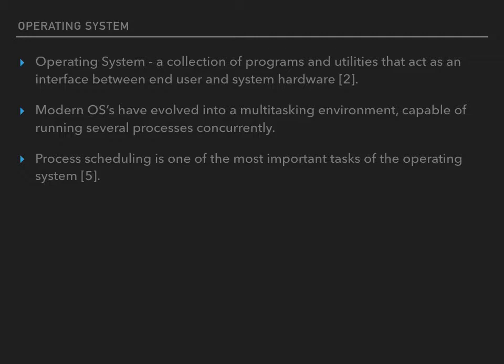First, we'll take a look at general operating system information. An operating system is a collection of programs and utilities that act as an interface between end users and system hardware. Modern operating systems have evolved into a multitasking environment capable of running several processes concurrently. As programs advance and get more complicated, there's more demand on our CPU. And because of that, process scheduling is one of the most important tasks of the operating system.